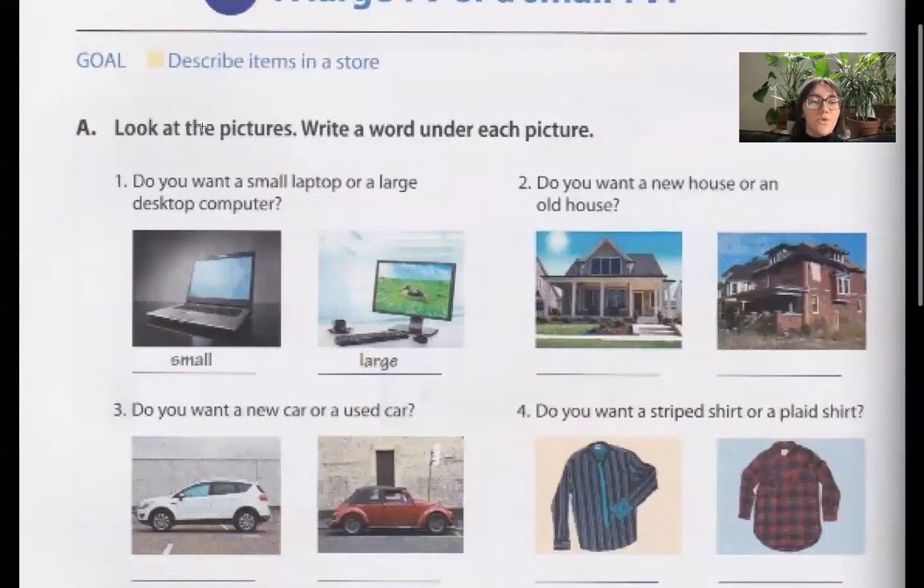So this first one, number one, it says, do you want a small laptop or a large desktop computer? So there's a difference, right? Small laptop or a large desktop computer. So we would write small under the laptop and large under the desktop computer. Right. Next question, number two, right over here. Do you want a new house or an old house? Right? A new house or an old house. So what we would write under the houses is new and old.